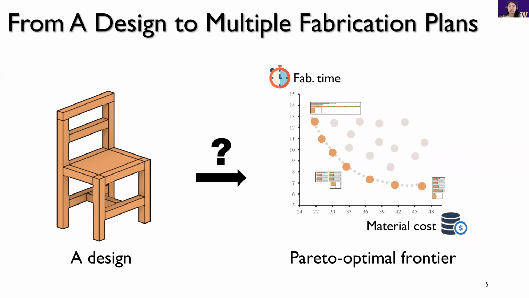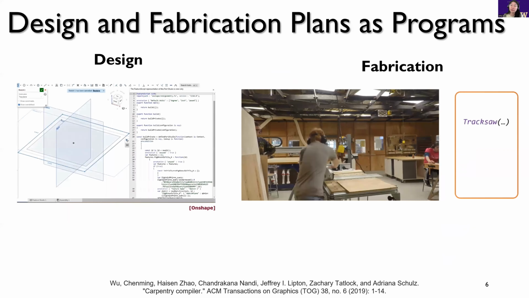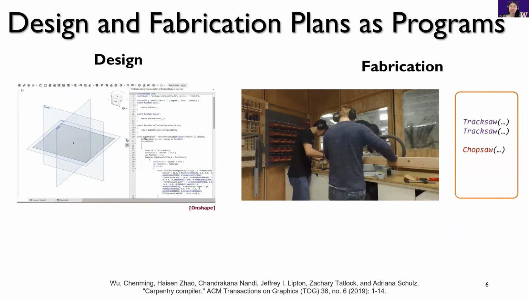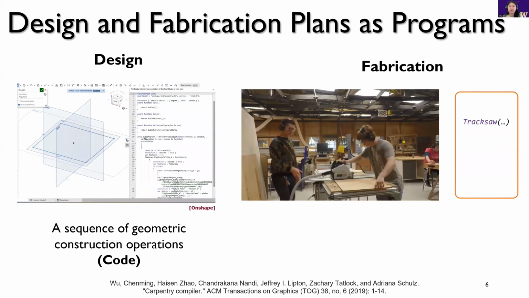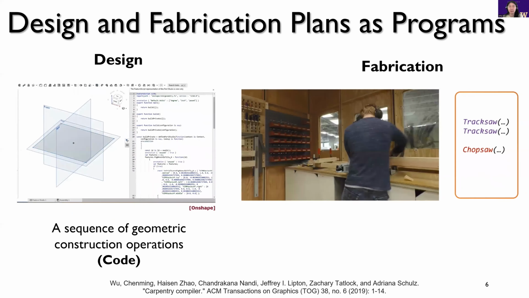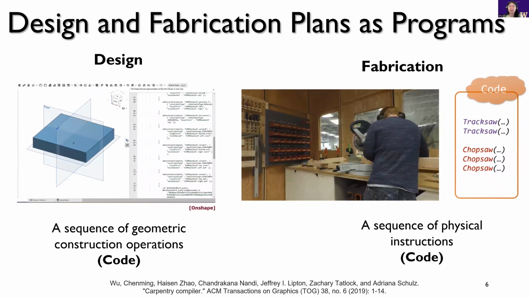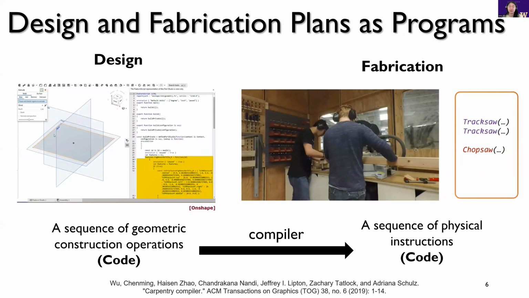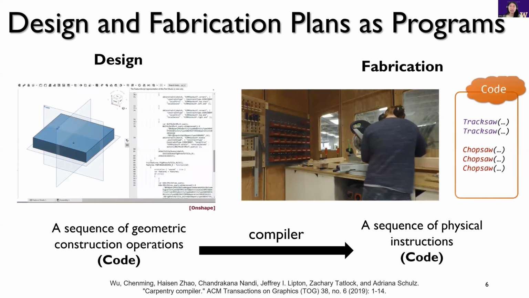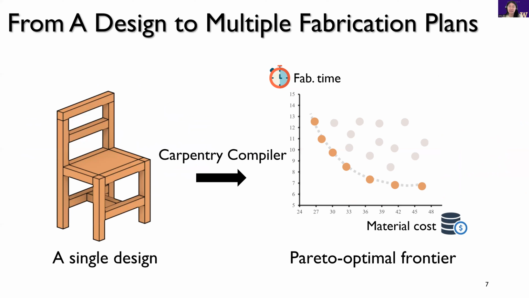In our prior work, called the Carpentry Compiler, we address this with the fundamental insight that both design and fabrication plans are programs. Note that a design is a sequence of instructions that builds a geometry bottom-up, and fabrication is a sequence of physical operations that construct a shape. So we can use compiler techniques to do this optimization. However, this is only useful if you have a design and you're trying to find an optimal way to fabricate it. But what if you want to optimize the design itself?